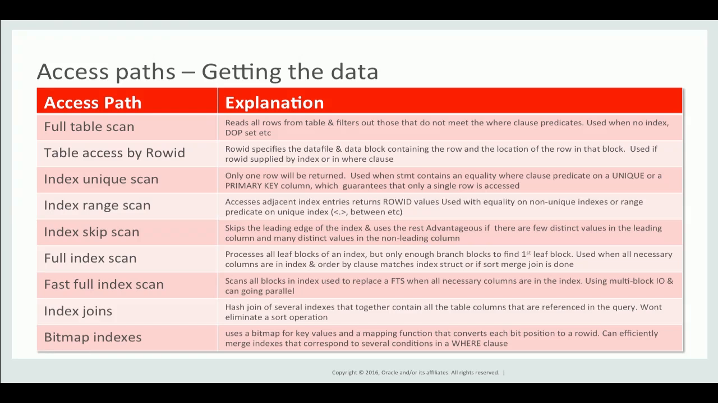Let's start with the easiest one, full table scan. Full table scan means I'm going to read all of the rows from the table. I'm going to apply the where clause predicates, try and filter out any of the rows that are not necessary. And it's typically used if there's no index available to help me, or if you've cranked up the parallel degree and we believe it's cheaper to read all of the rows because we've got lots of processes available to help us do it. Full table scan.